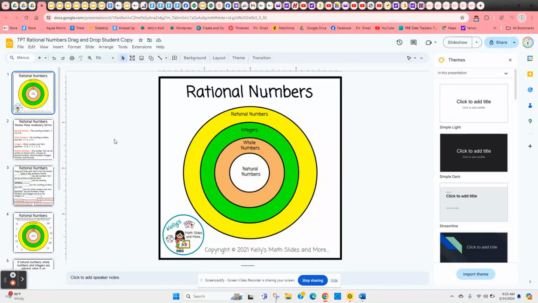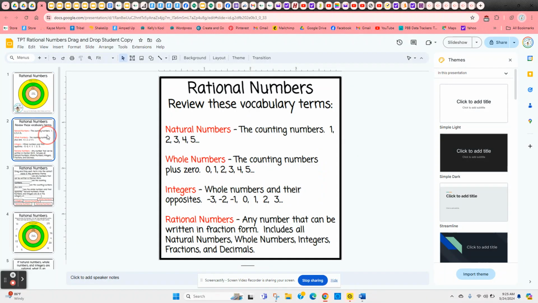Rational numbers. This is a free digital lesson, and it helps students learn what the different rational numbers are and how they relate to each other. So it starts out with some definitions. You want to go through these with the students.